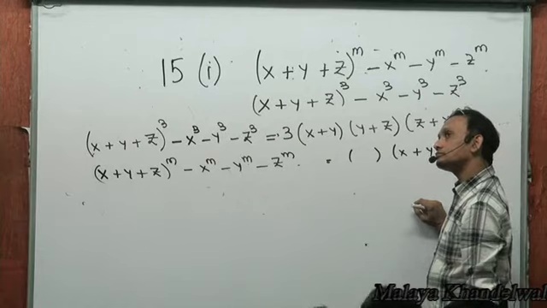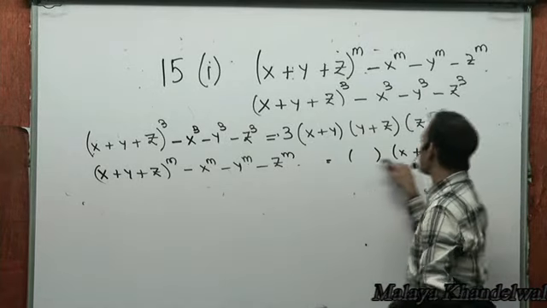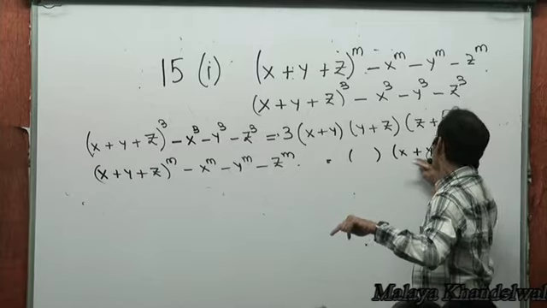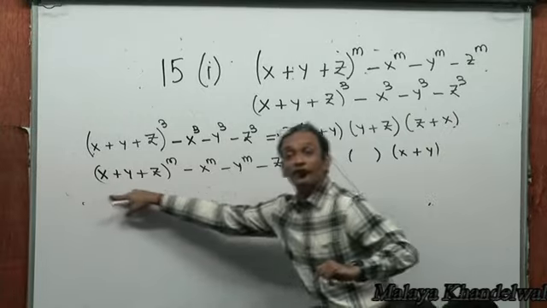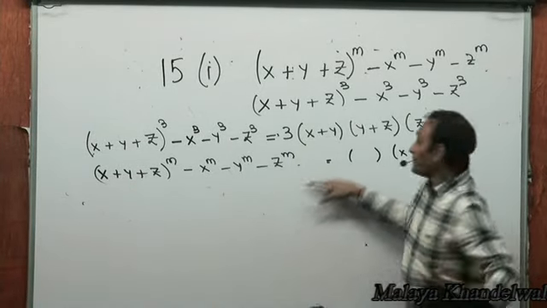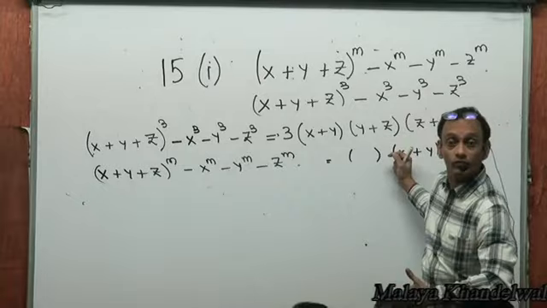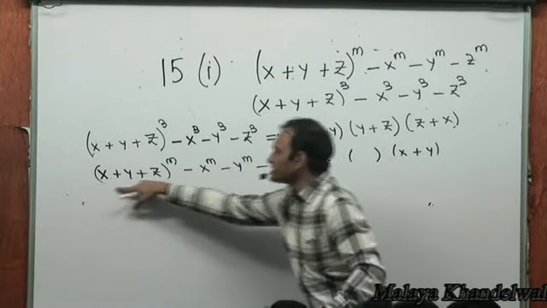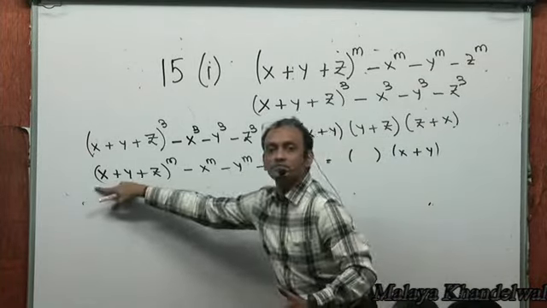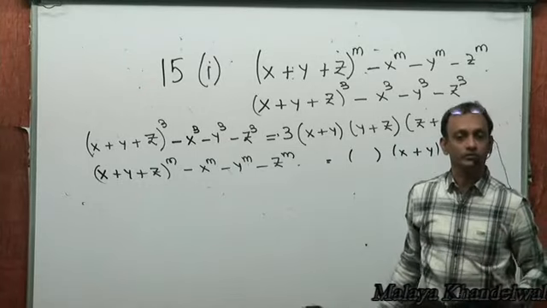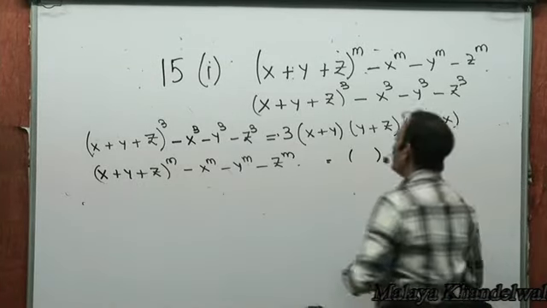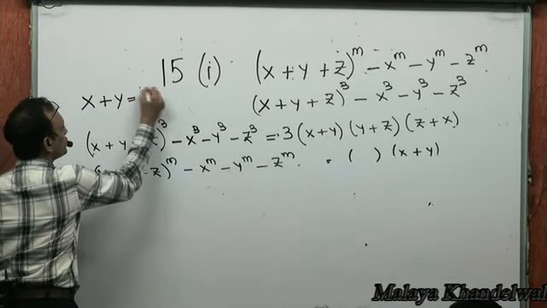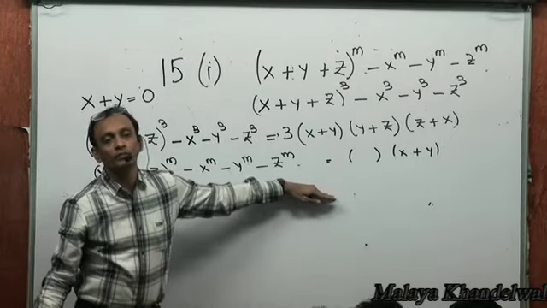Which means that if this could be factorized into something into x plus y, then if x plus y is 0, this must be 0. If m is odd, then this should become 0 when x plus y is 0, right? So let us examine that. All you need to establish is that this becomes 0 when x plus y is 0, when m is odd. So let me take x plus y equal to 0.